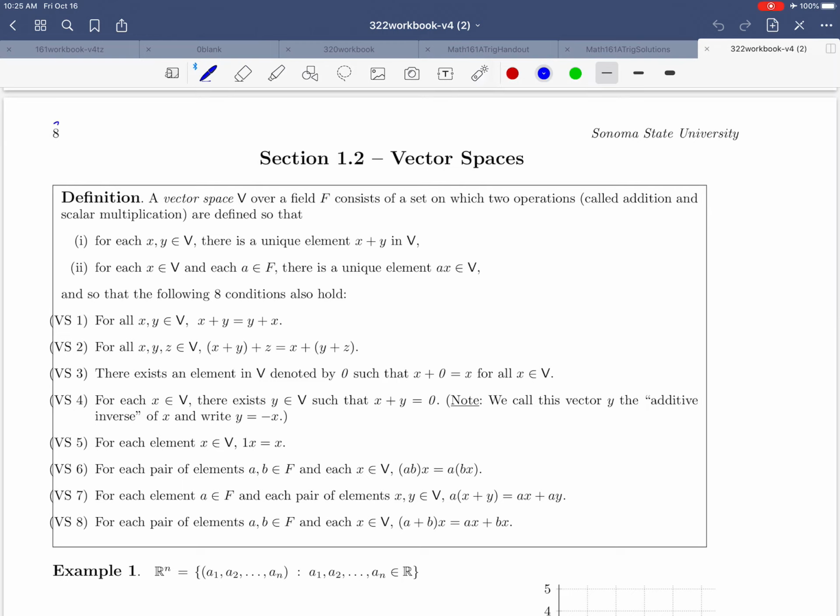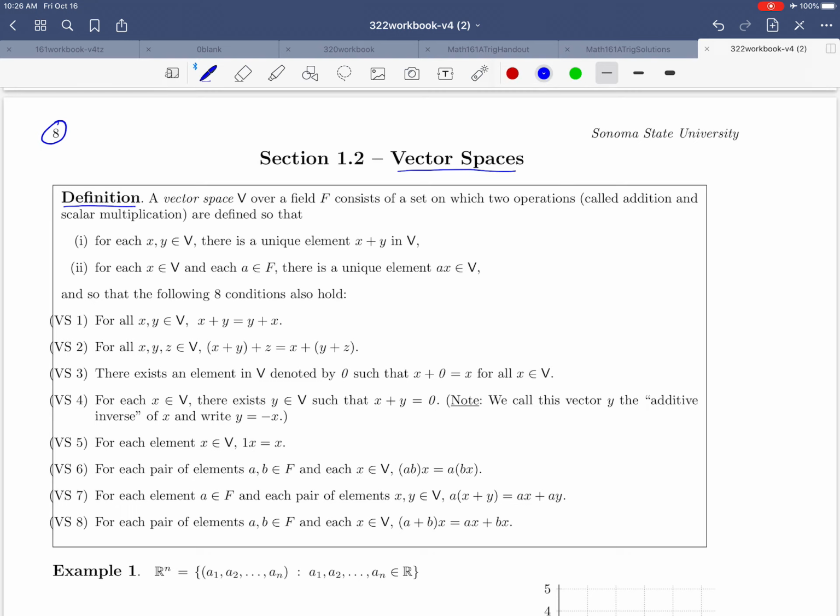We are looking at page 8 in the workbook, and we are about to talk about what is probably the most important definition of our course, the idea of a vector space. What is a vector space? Well, basically it's just a collection of things that we're going to call vectors that follows a list of rules. So let's take a minute to read this definition together.